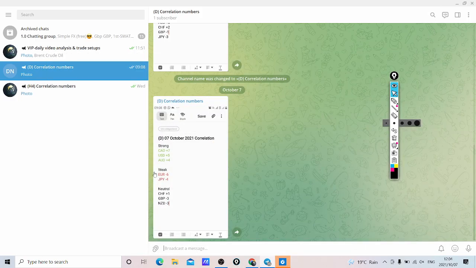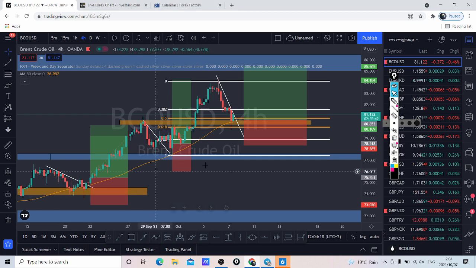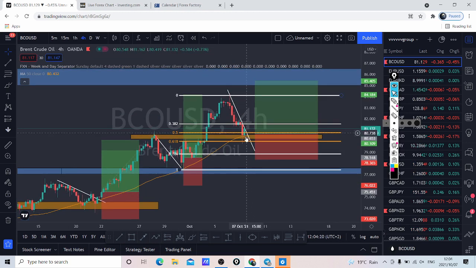Alright guys, so in this video I'll be explaining this trade that I'm about to take. This is the oil, Brent crude oil. I'm about to take a buy here, guys. I'm about to take a buy for a couple of reasons.